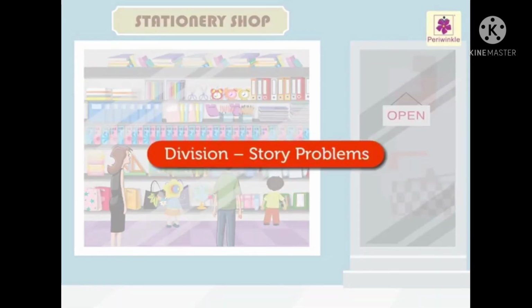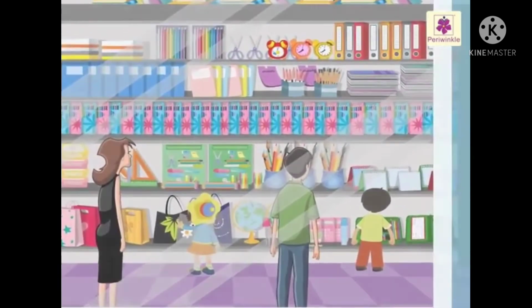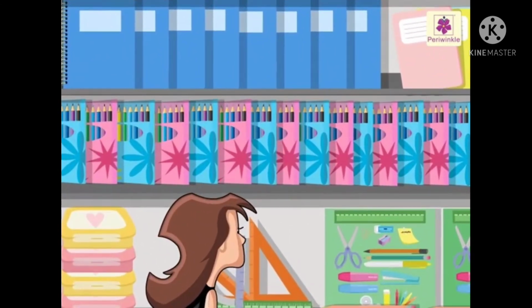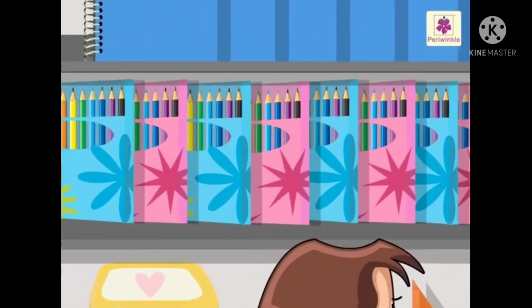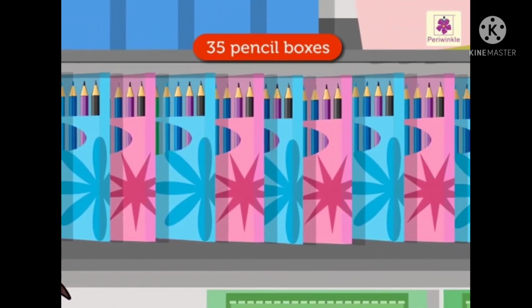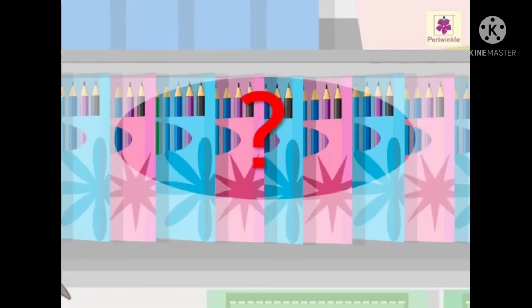Division story problems. Let us begin. Look, we are at a stationery shop. Look at those colorful pencil boxes. There are 35 pencil boxes. The cost of 35 pencil boxes is 1,820 rupees. Find the cost of one pencil box.